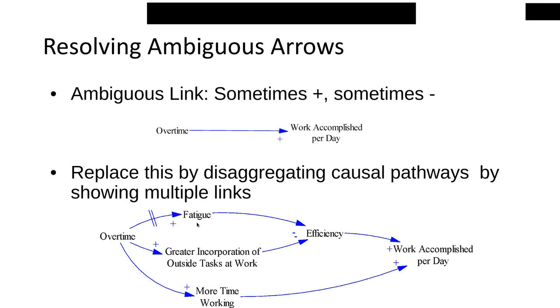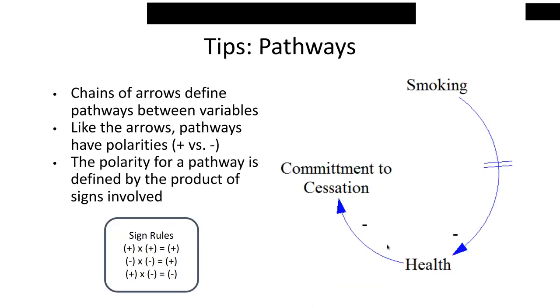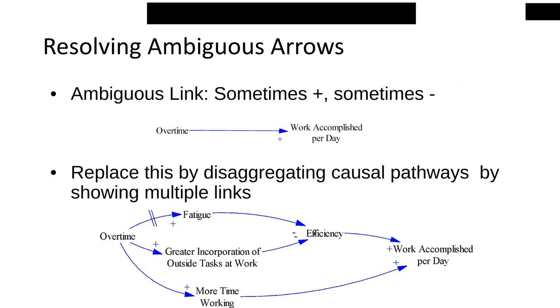Now, that's not the only pathway in this entire diagram. We could reason about other pathways, but it is the only one shown between fatigue and work accomplished per day. The net effect of it is the rule of signs, minus times plus. This first minus lowers this, and then the second one goes in the same direction. If this had been a minus, the net effect would have been positive.